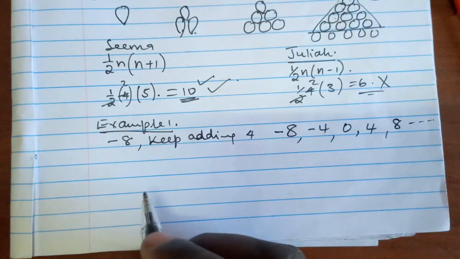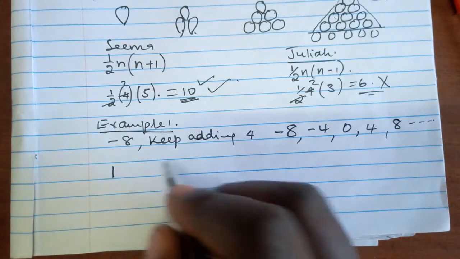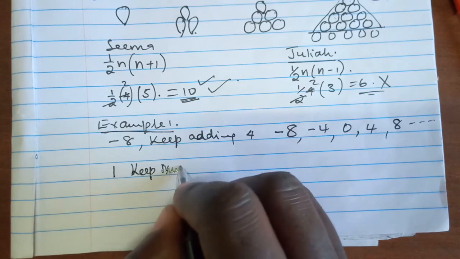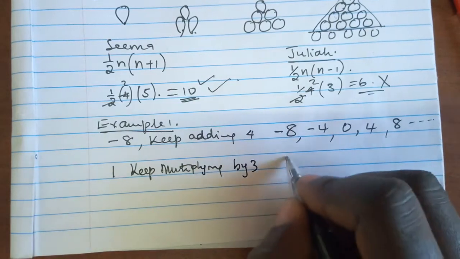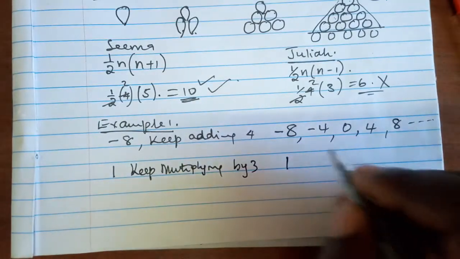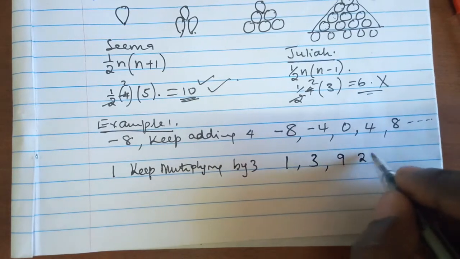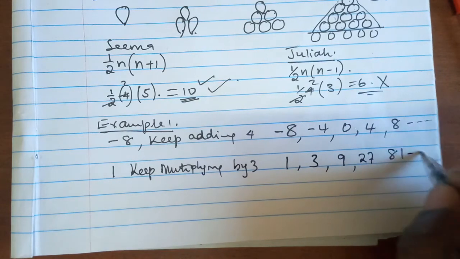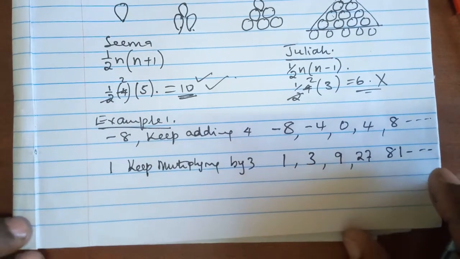What about starting with 1 and keep multiplying by 3? The first term is going to be 1. 1 times 3 is 3. 3 times 3 is 9. 9 times 3 is 27. 27 times 3 is 81. 81 times 3 is 243, and moving forward. That is exactly what we need. That is as far as example 1 is concerned.